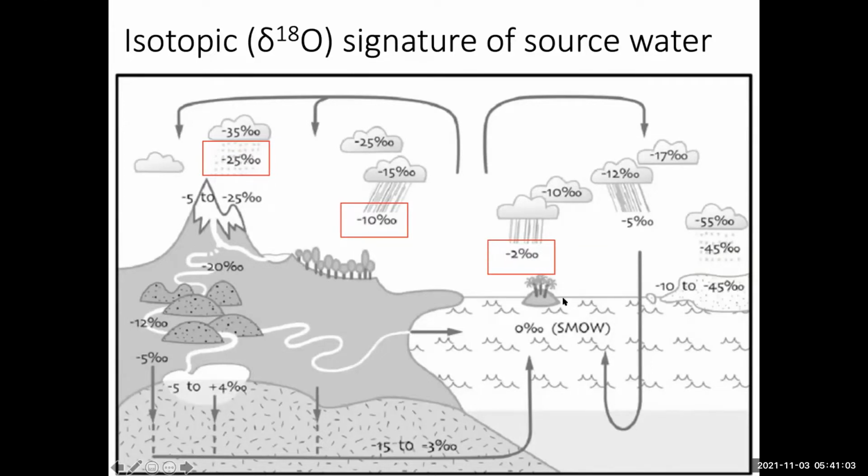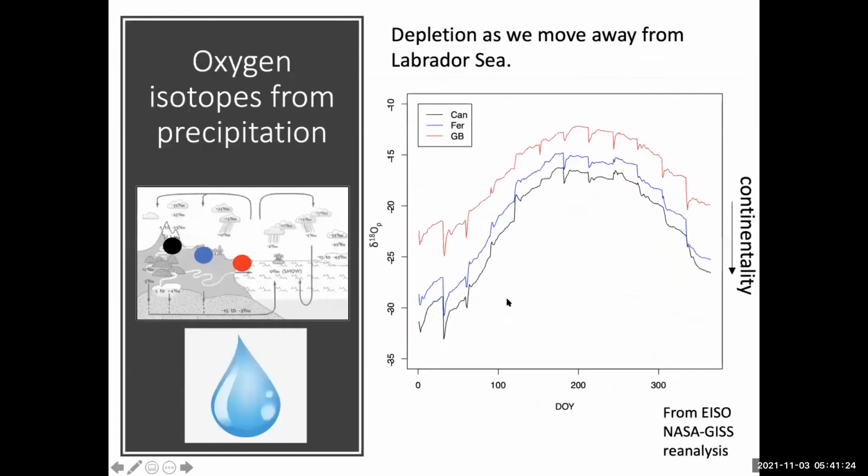compared to a standard that is actually maritime water, seawater. And then as you move inland, the source water, the signature of the isotopes, gets depleted. So that's a very interesting aspect that we're going to study today a bit more, right?